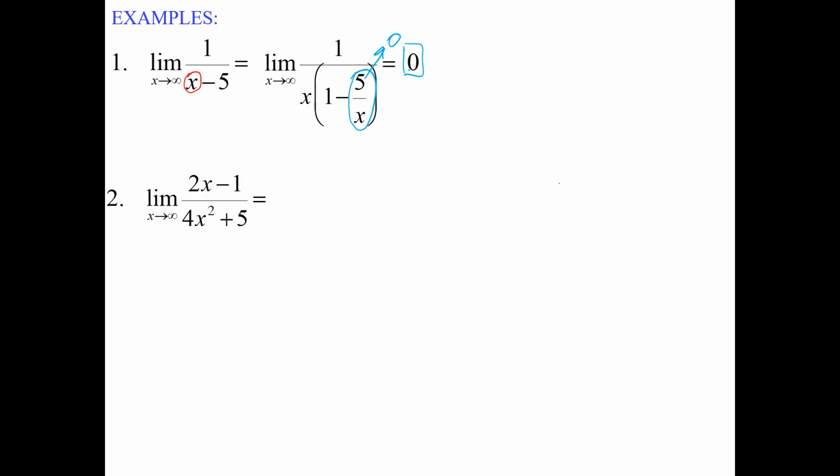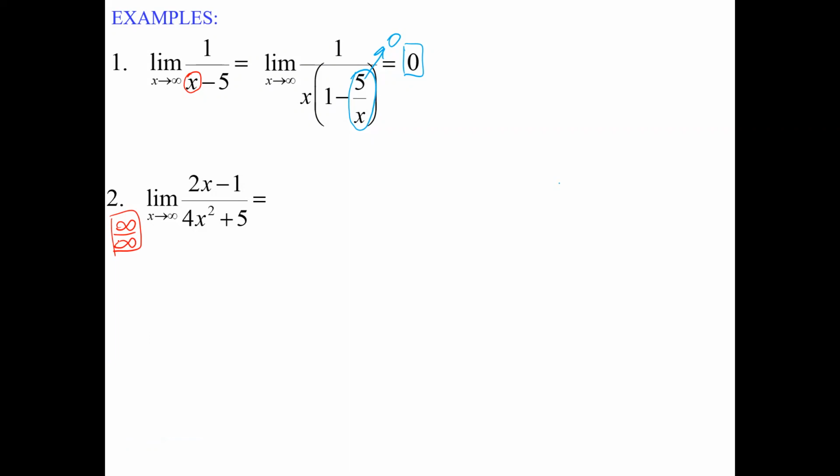Okay, let's look at the next one. Limit as x goes to infinity, 2x minus 1 over 4x squared plus 5. This one looks a little bit complicated, because 2x minus 1 is a linear function, and this function goes to infinity. And the quadratic function, 4x squared plus 5, as x is getting big, the values are also getting big. We have the situation infinity over infinity. We do remember from section 2.5 indeterminate forms. This is one of the indeterminate forms. We have to make it more clear.